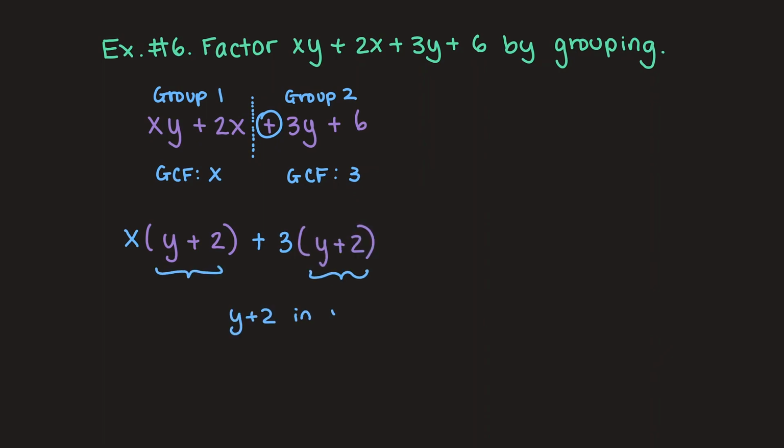Now notice that there is a common binomial of y plus 2. We factor this out, and we write what remains next to it in parentheses. And now we are done. Our polynomial is factored.